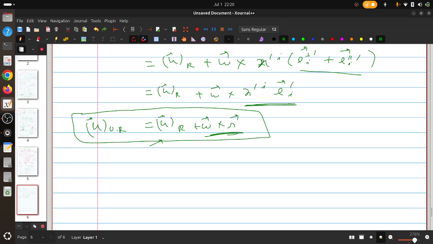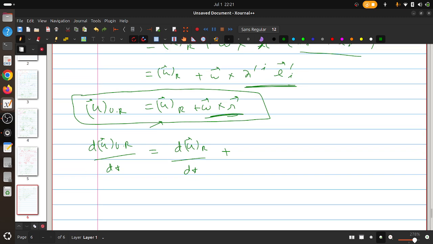Now, if you want to find out the acceleration, you just differentiate it once more here. I will not do the whole derivation now because you got the idea of how the basis vector transforms. That is the whole point here. So you will be able to do everything now. So this will be d omega by dt vector cross r plus omega cross dr by dt.